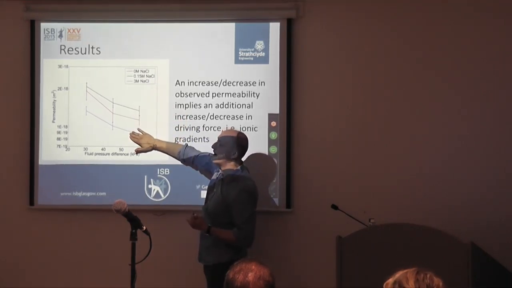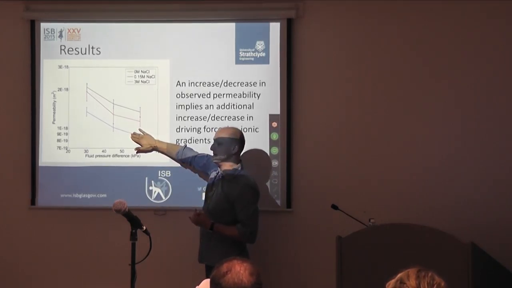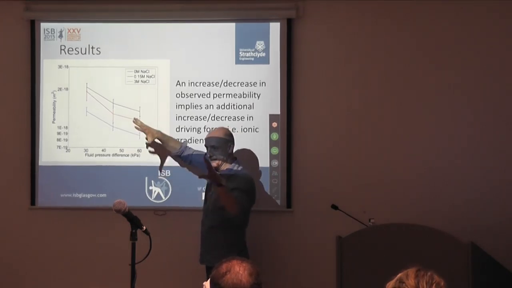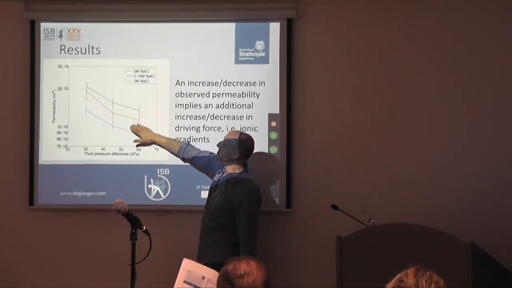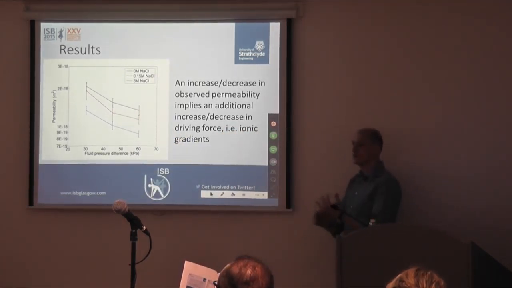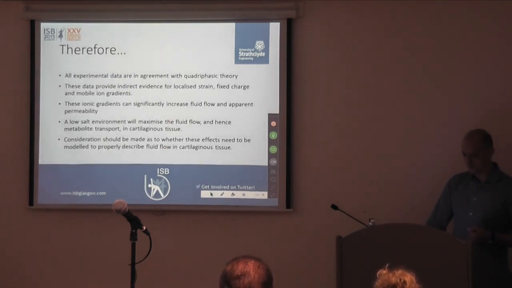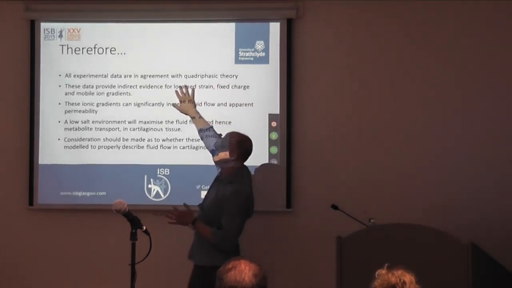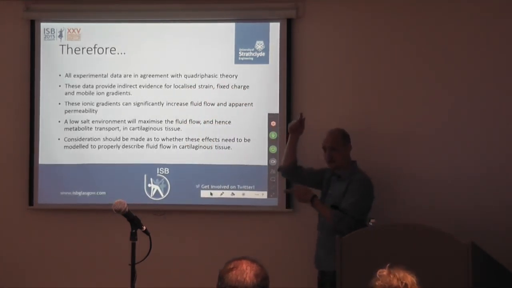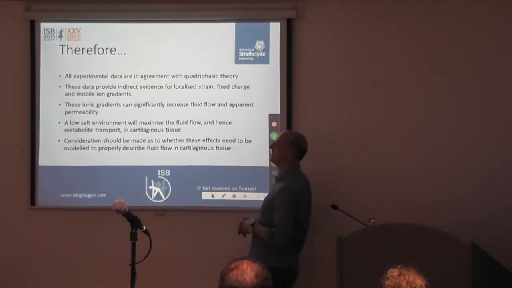And when we permeate a hypertonic solution through, we're getting rid of all the charges because there are so many ions floating about the place. There are no gradients at all. And so this result is very consistent with a quadriphasic theory of tissues. All experimental data are in agreement with the quadriphasic theory. I think these provide indirect evidence for localized strain, because they've got to have that strain associated with it, fixed charge and also mobile ion gradients.